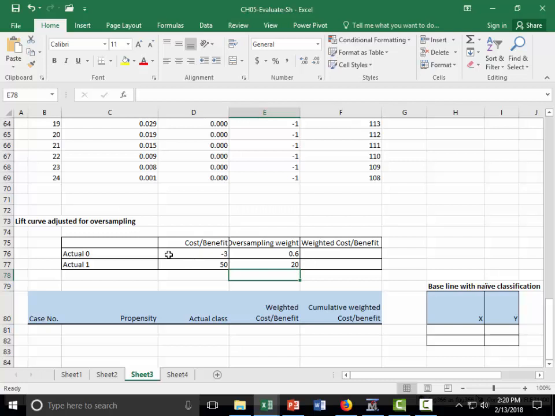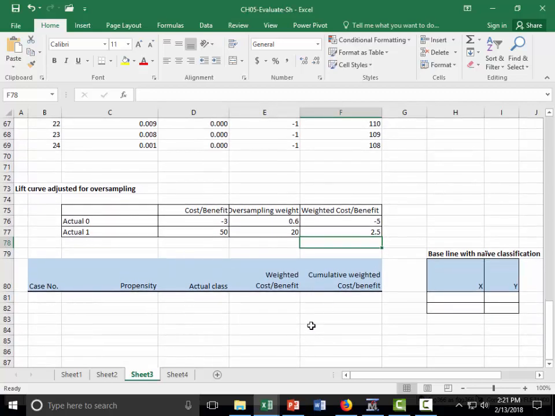Okay? So now multiply the cost by the weight. Wait a minute, you divide the oversampling weight into the cost benefit, right? So that gets your cost adjusted for the oversampling rate. So now use these weighted cost benefit values here.